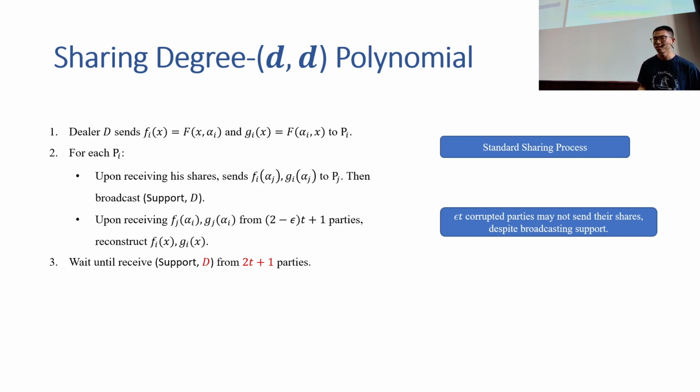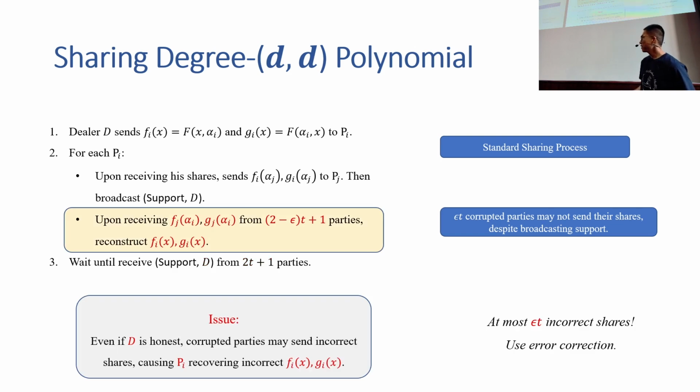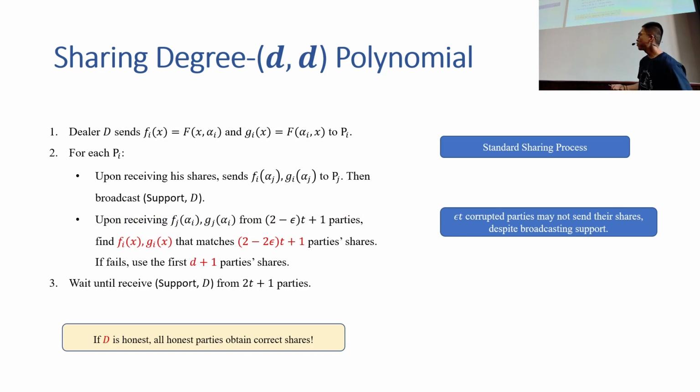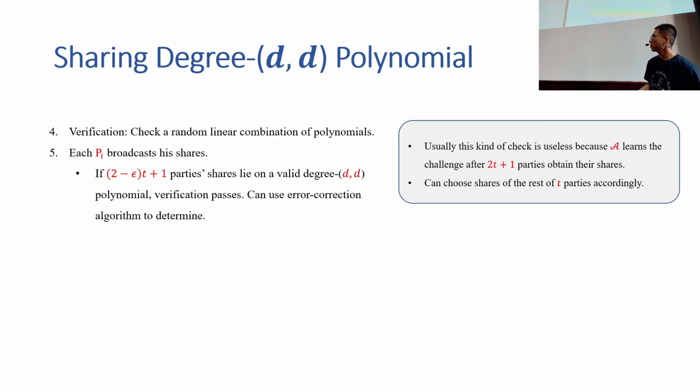But the point is that there's no guarantee about the correctness. Even if the dealer is honest, you may not obtain your correct polynomial just because the quadriparties may send you incorrect shares. But the good news is that we only have a very small number of quadriparties, so you can use error correction here. So we let parties error correct their polynomials. This makes sure that if the dealer is honest, then all the honest parties will obtain correct shares. But if the dealer is corrupted, then there's still no guarantee. So we'll run some verification protocol to check whether the sharing distributed by the dealer is correct or not.